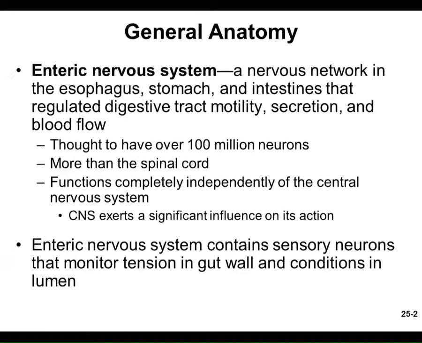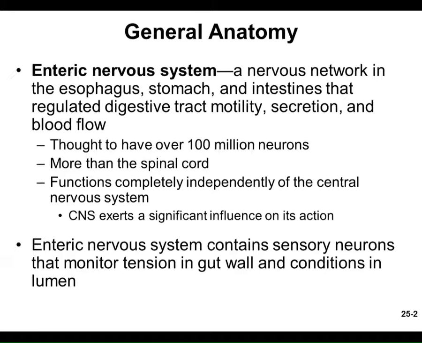I did not discuss it at all when we were discussing the digestive system last semester. And that is, you have more neurons in your gut regulating your digestion around your esophagus, down around your stomach and your intestines, relating to the overall motility and secretion and blood flow to your gut than you do in your spinal cord. It's amazing.